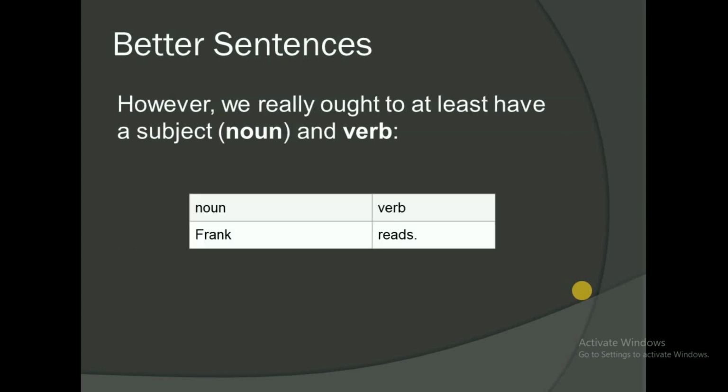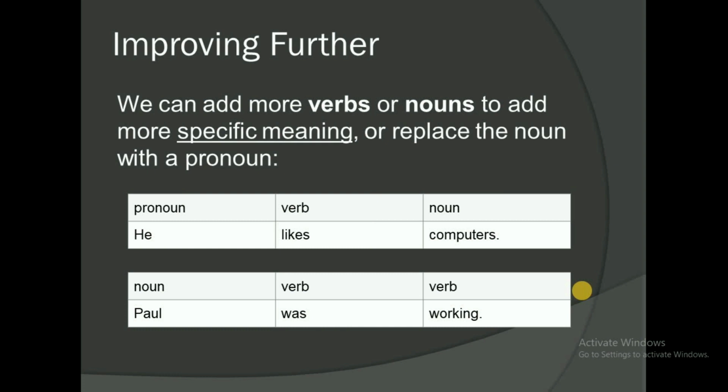But to be grammatically correct, we really need two words. We need a noun and a verb, or subject and a verb. In this case, we have Frank reads. But that's not a great sentence. It's not really telling us very much. So we might want to add another noun. He likes computers. Or to go back to the previous example, Frank reads books. Or we could add another verb. Paul was working. In this case, was changes the tense into the past. We know that this is something that happened in the past.